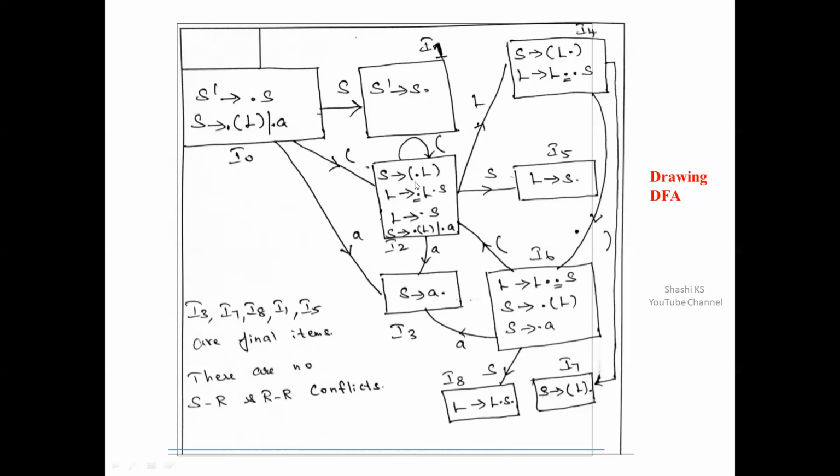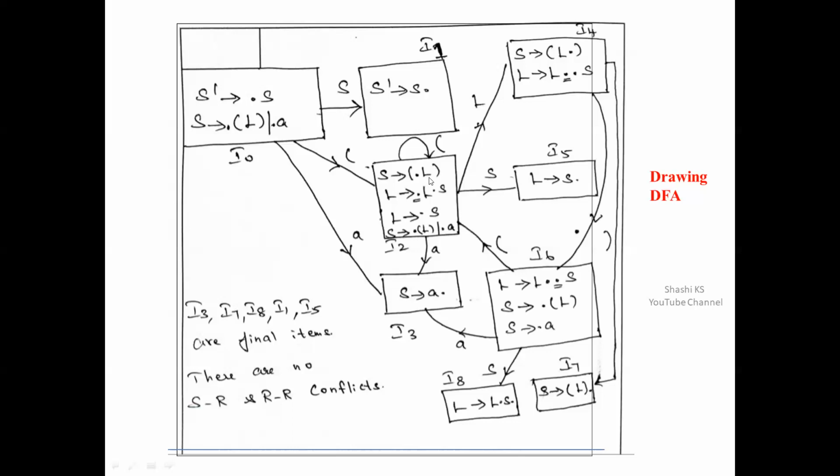So first we write the goto. Goto means when it sees an S, it will come to this state. When it receives an open bracket, it will come to state I2. When it processes a small a, it will go to state I3. Similarly, after processing the goto, we apply the closure. When we apply the closure, we have to see where the dot is, the position of the dot on the RHS of the production.